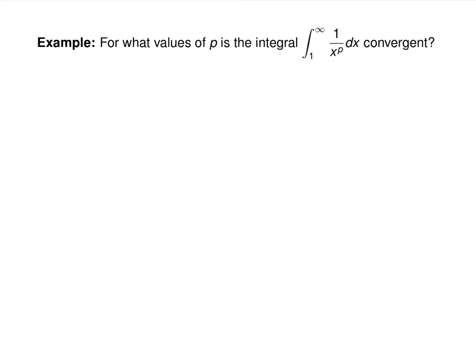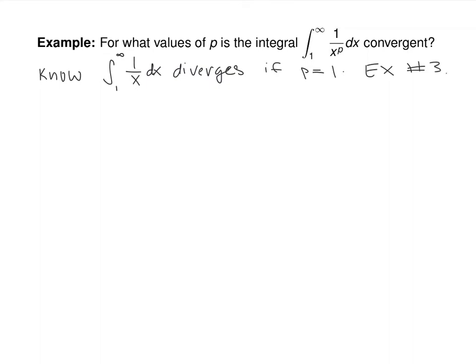So the first thing that we know is that the integral from 1 to infinity of 1 over x dx diverges. So it diverges if the power is equal to 1. That is, in these notes, example number 3. So what we're going to do is assume that p is not equal to 1, so some other number.